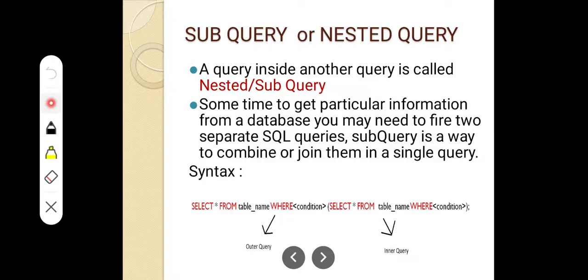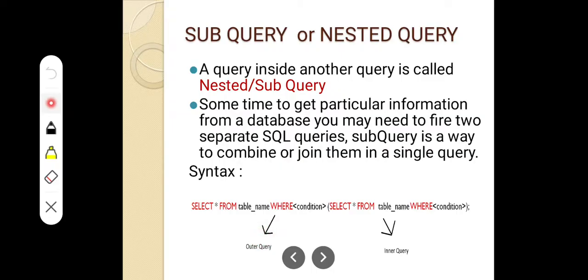So this is the syntax. Select star from table name where condition, then we will open another bracket and write the next query: select star from table name where condition. The query that is written inside the bracket is called the inner query, and this is called the outer query. Clear? So this is called a nested subquery, a query written inside another query.